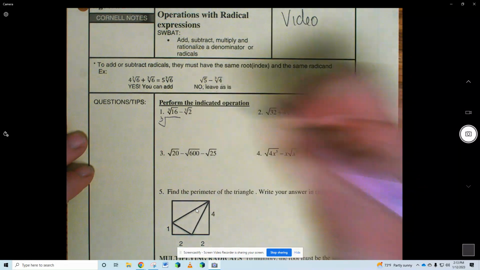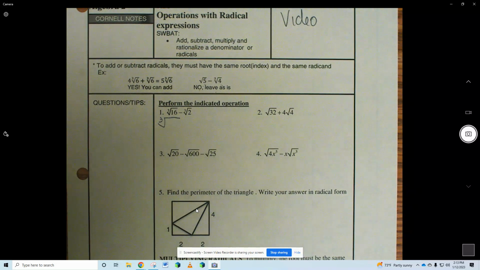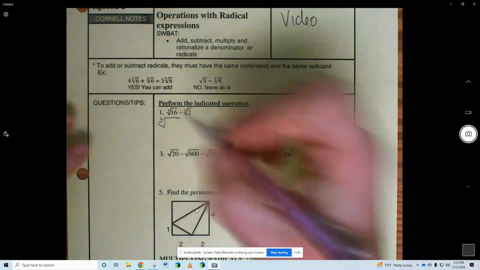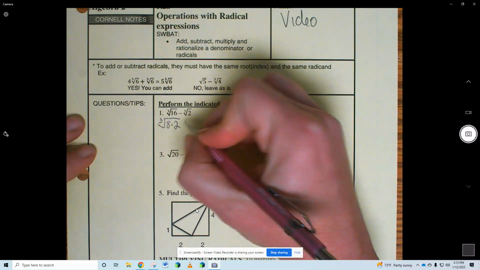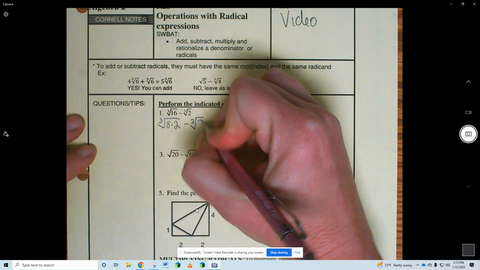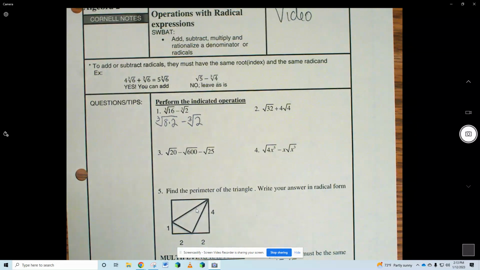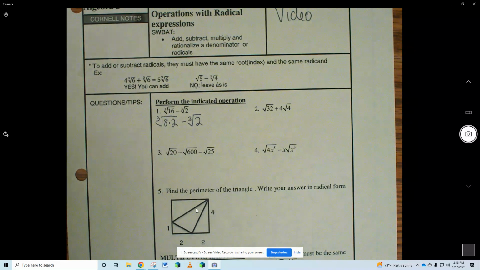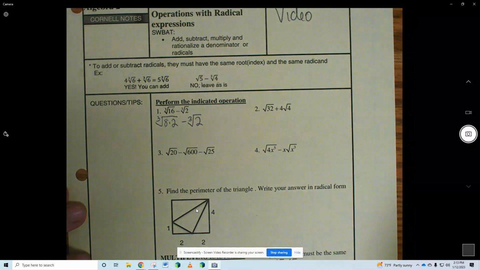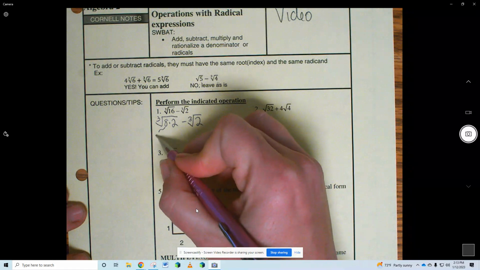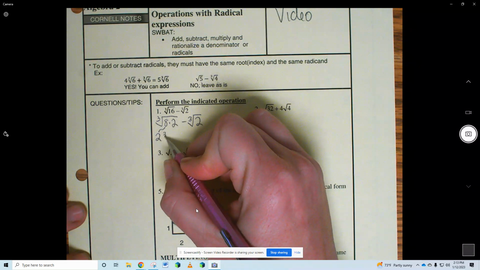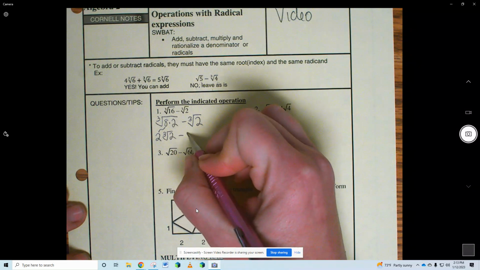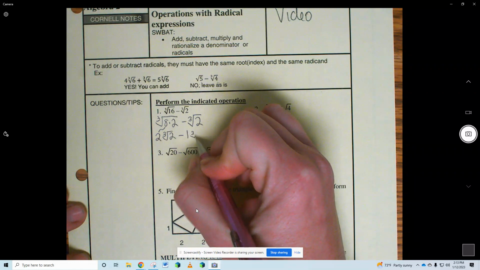Is there a number that goes into 16 that's a cube root? Yeah. 8 times 2. Cube root of just 2. This is good news. This cube root of 8 comes out as a 2. 2 times the cube root of 2 minus, and this is like a 1 times the cube root of 2.